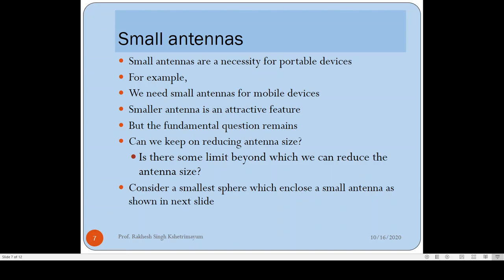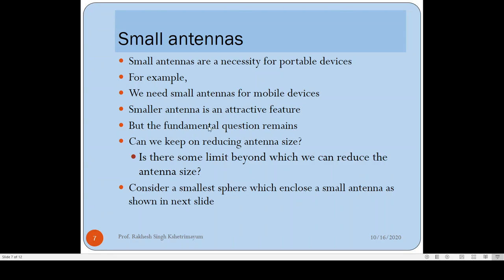Anyway, small antenna size is a very attractive feature because you have many portable devices, mobile phones, tablets, all kinds of devices, and they have an antenna. If you have a small antenna, the device size is going to become smaller and smaller, and it's a very attractive feature. So can you keep on reducing the size of the antenna? Is there some limit, or can you keep on doing that? Basically, there is some limit to that. It's given by the Chu-Harrington limit, and you will consider that now.